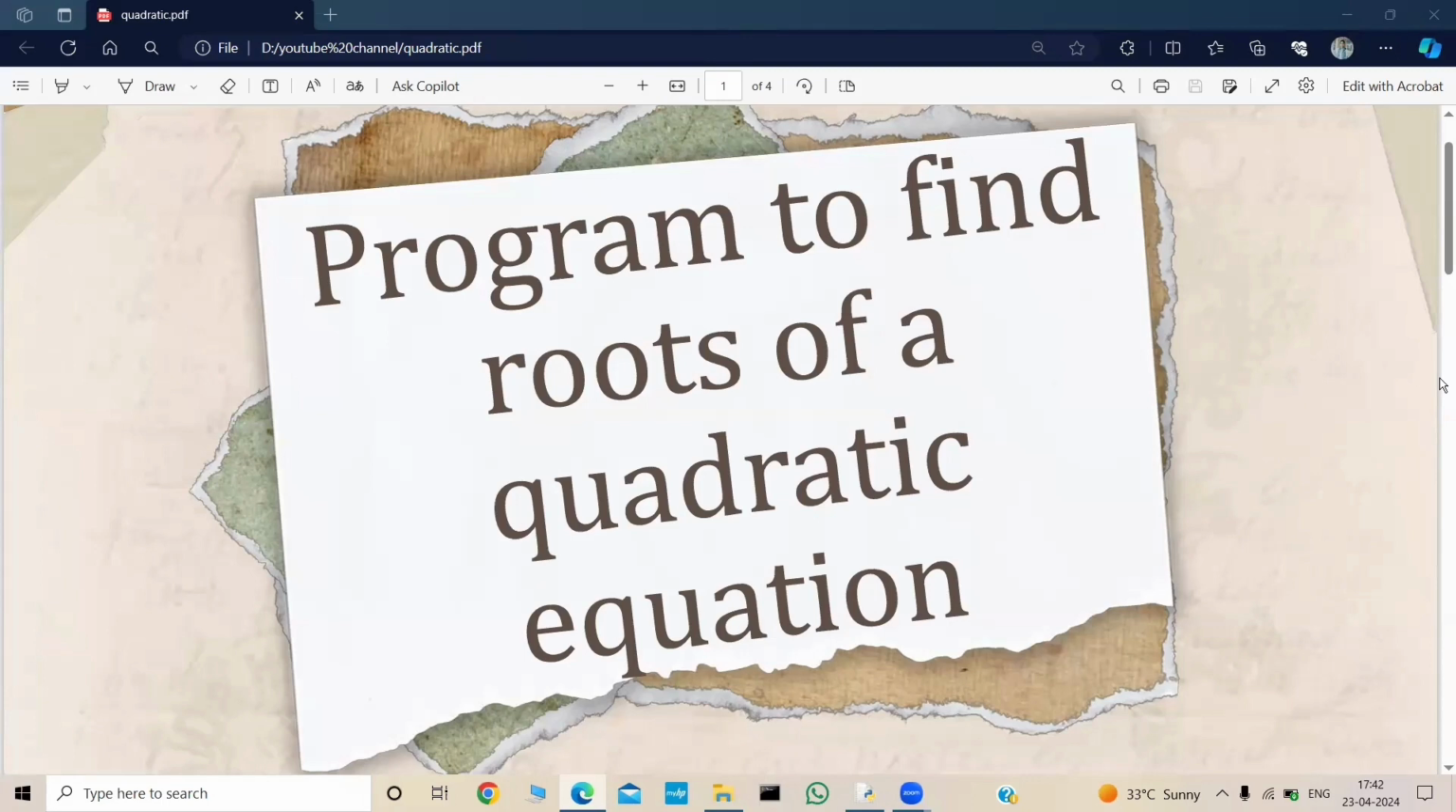In this video, we are going to discuss a program to find the roots of a quadratic equation. So without making any delay, let's quickly jump into the discussion.